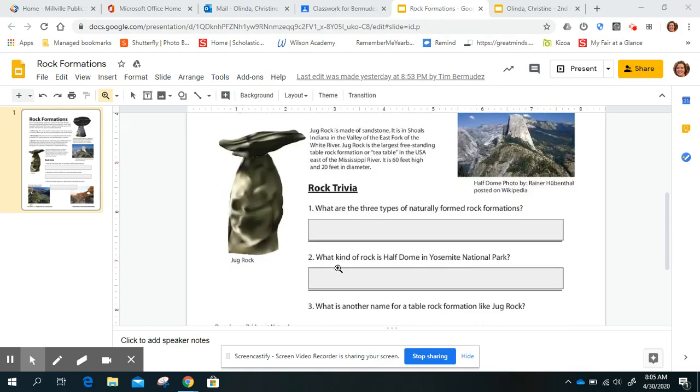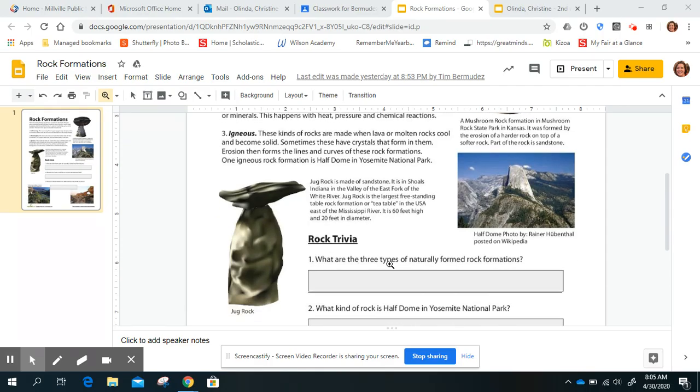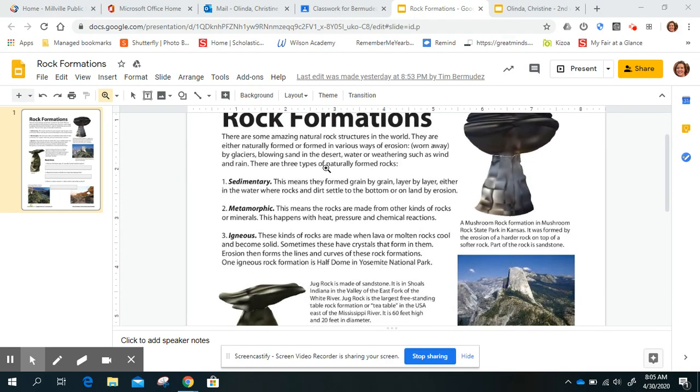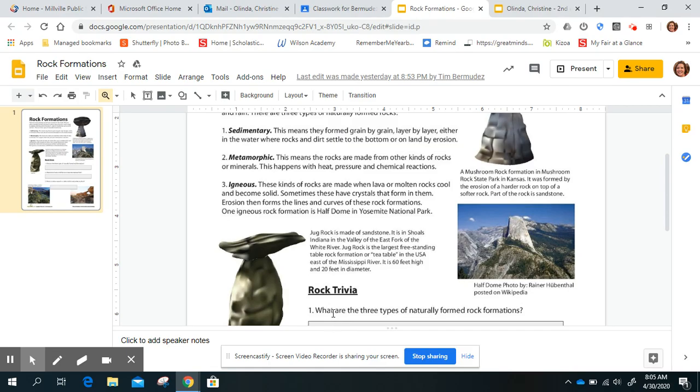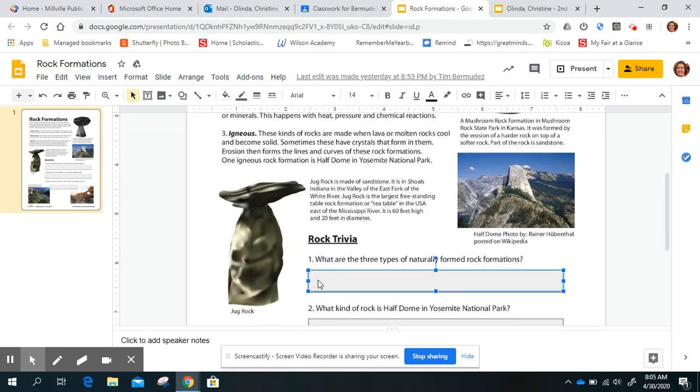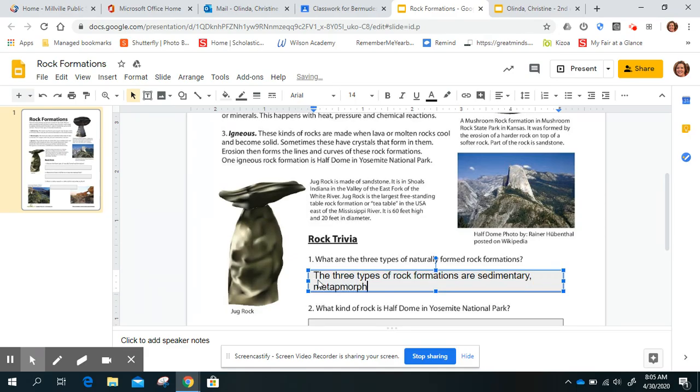So now to answer the questions, I might need to go back to the story. Number 1, what are the 3 types of naturally formed rock formations? And so I remember reading that right here in our beginning paragraph. There are 3 types of naturally formed rocks. So the answer was sedimentary, metamorphic, and igneous. So I will need to type here. And I can say the 3 types of rock formations are sedimentary, metamorphic, and igneous. Okay, put a period there at the end.